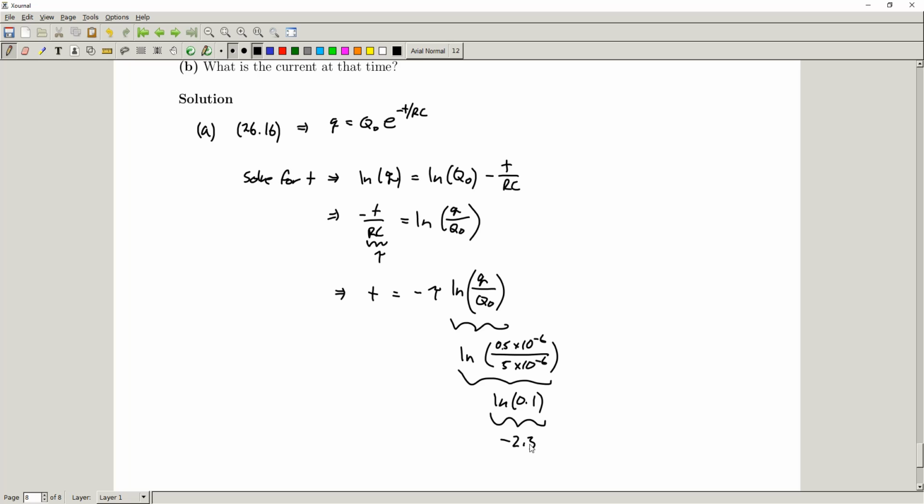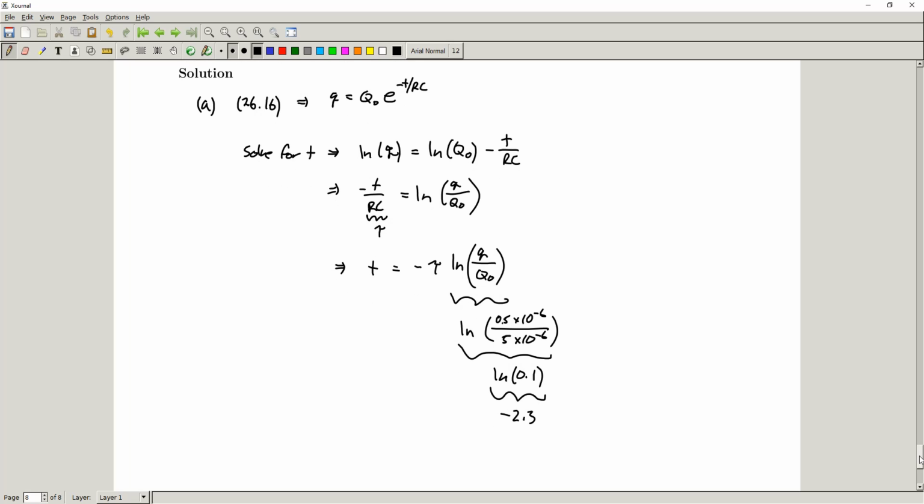Let me finish it off here. We're going to have t equals minus tau times minus 2.3. If you now put in our value for tau, which is still 10 seconds, the minus signs cancel, and we're going to end up with a t of 23 seconds.